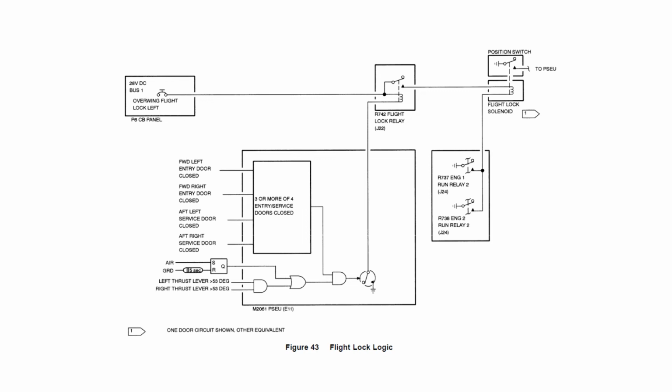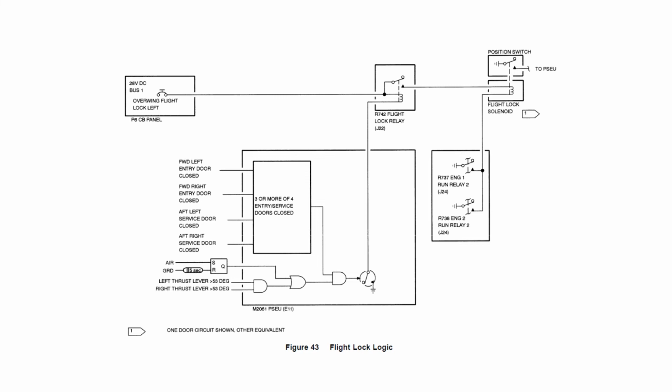And that power supply is routed to the flight lock relay, R742. Now for the relay to energize, we've got power, we now need a ground signal. The ground signal is going to be provided by the PSEU. So let's look inside the PSEU, and we can see there's some logic taking place that the PSEU is processing. What it's looking at is the status of the main entry doors, so the forward and aft service doors on the right hand side and the forward and aft entry doors on the left hand side.